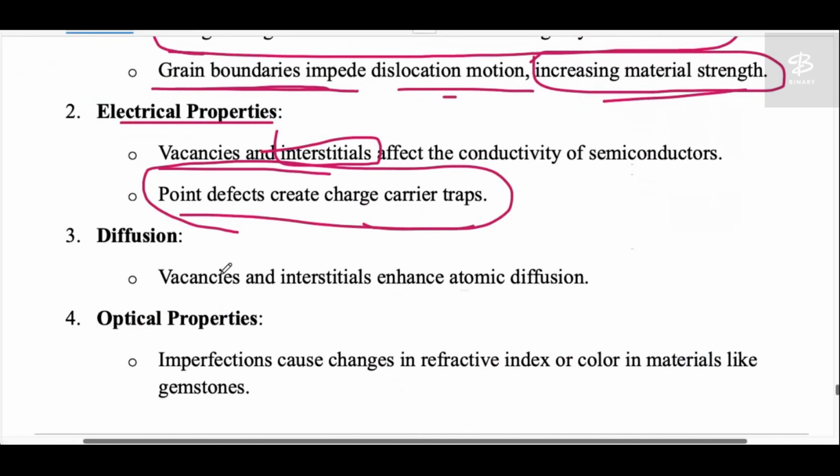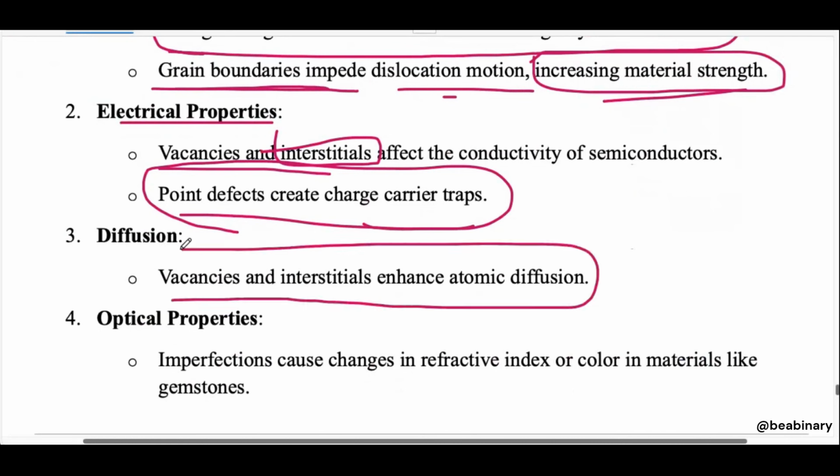Okay, so diffusion means vacancy and interstitial charge enhance the atomic diffusion. Diffusion means they diffuse, they transmit kind of things. Okay, so they will enhance the atomic diffusion. Vacancy means there is no such atom. It has been removed from its point and there is a vacancy, a vacant space.